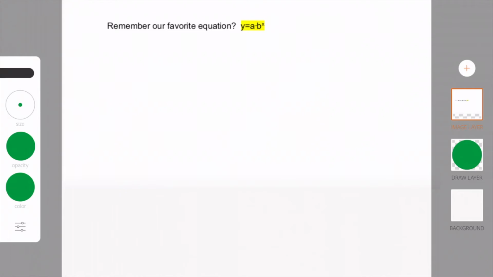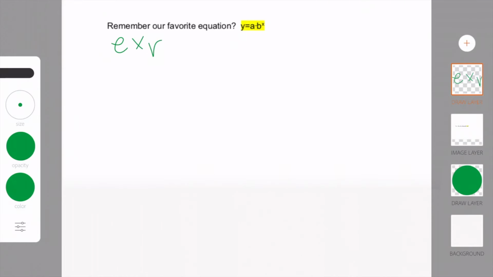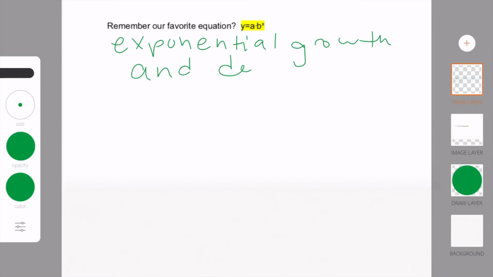So you guys might remember our favorite equation, y equals a times b to the x, which we use for exponential growth and decay problems. So I'm going to give you guys a quick reminder of the parts of this equation before we jump into an example. So remember that the a is equal to the initial amount. Be sure you jot these down in your notes.